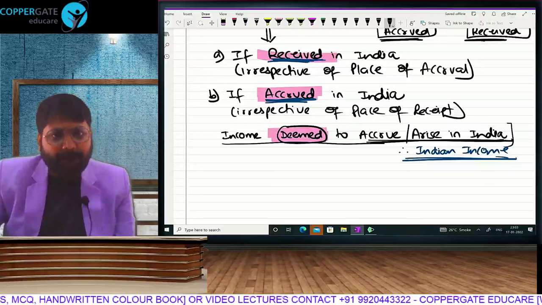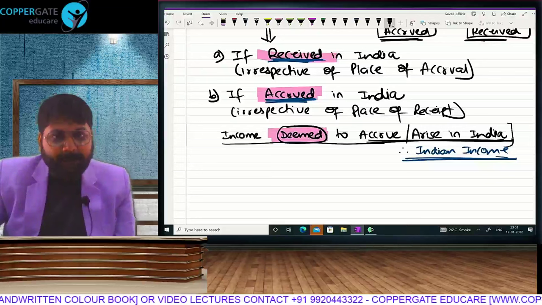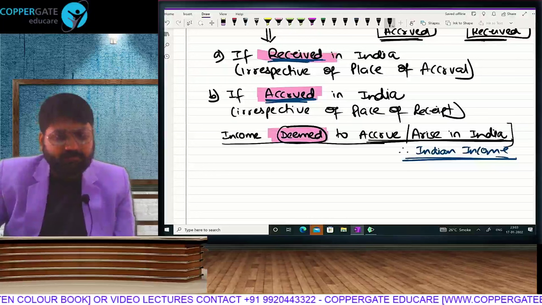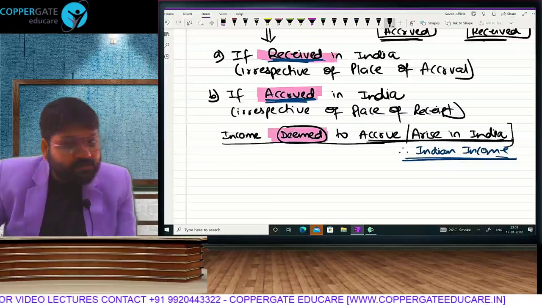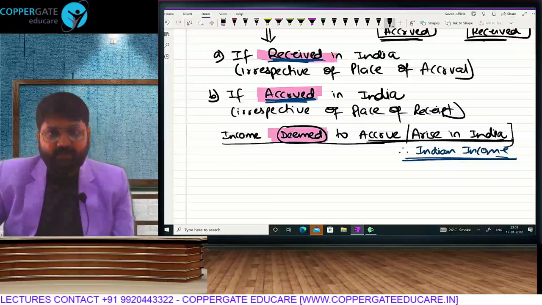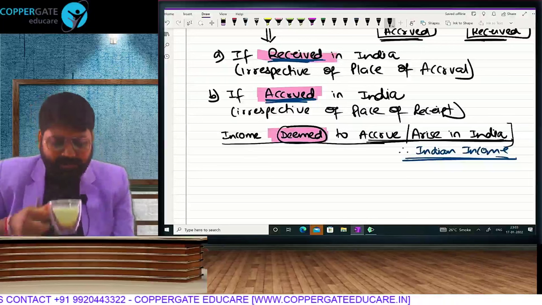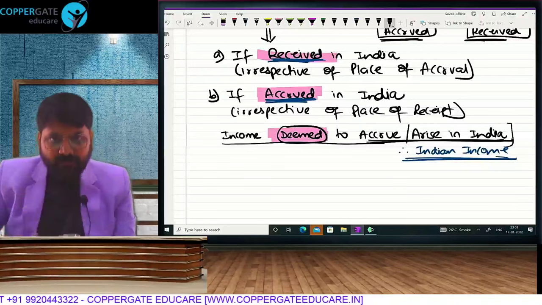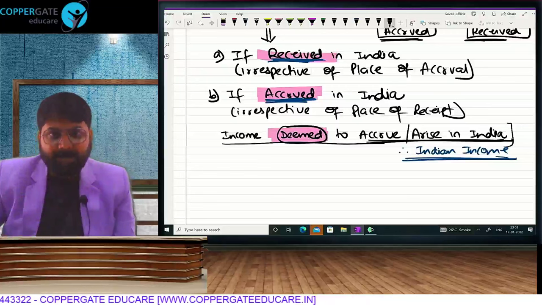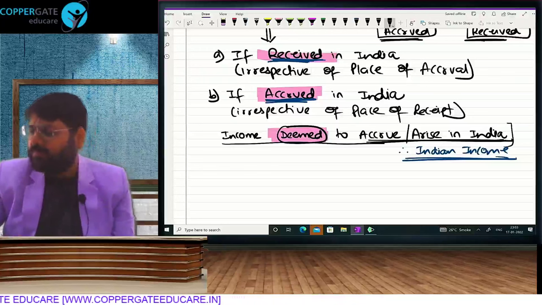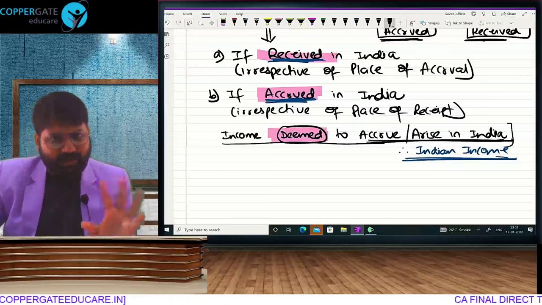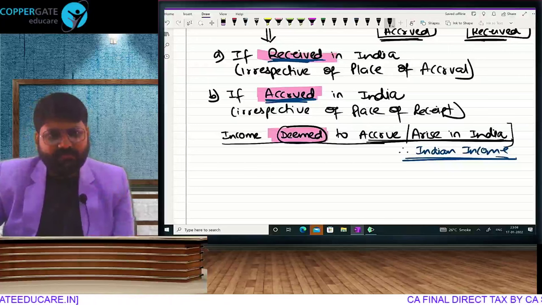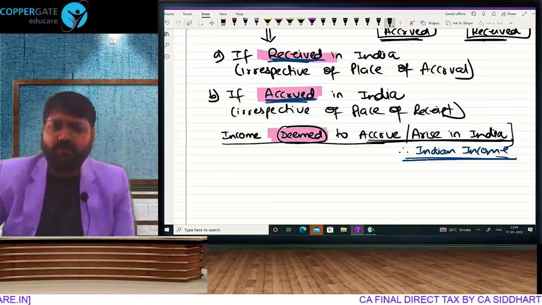Where? Sorry? Deemed partner. Deemed partner in the Partnership Act or LLP Act? In law. Okay. I think students from South have probably not heard. Anybody from South? Was it there in your syllabus in South? Okay, don't worry.